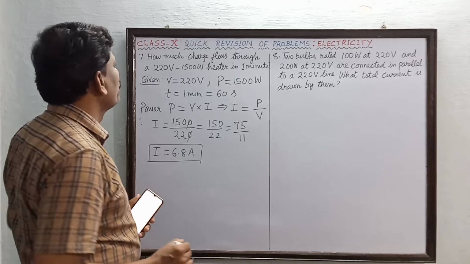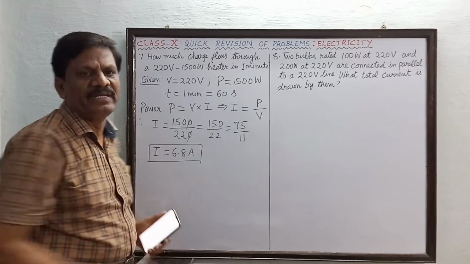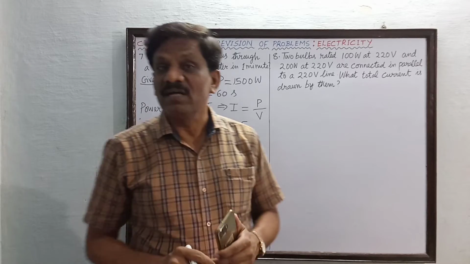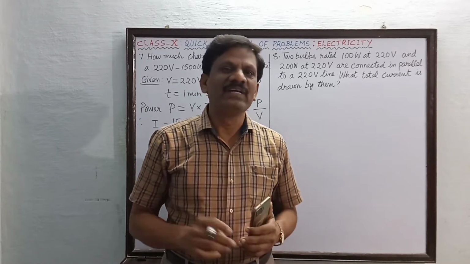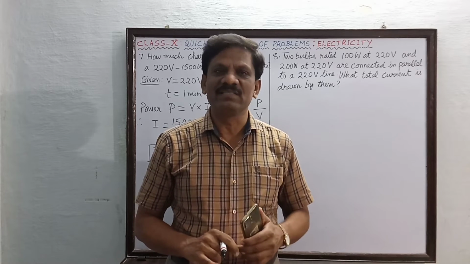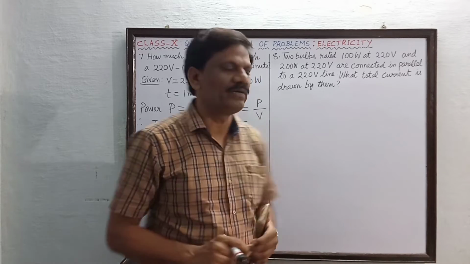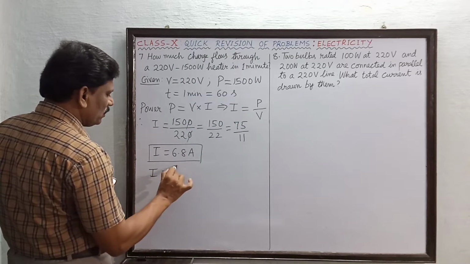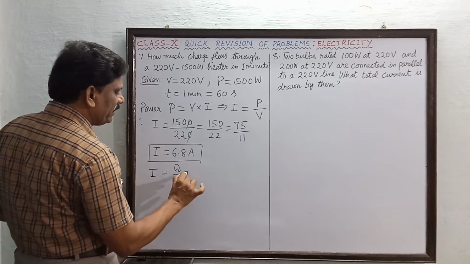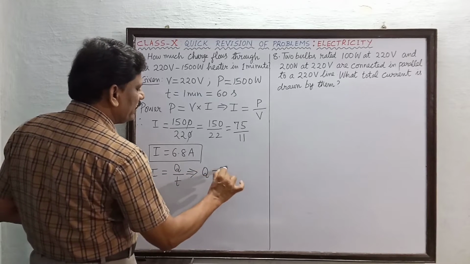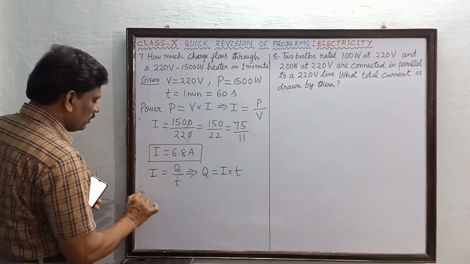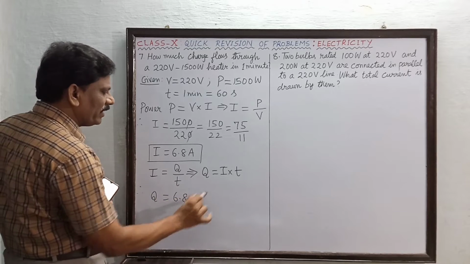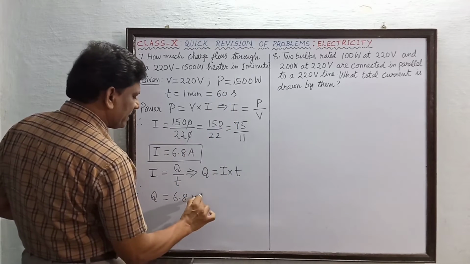But what is asked in the question? How much charge flows in 1 minute? Is it not charge? What is the relationship between current, charge and time? We have defined current as the rate of flow of electric charge. So I is equal to Q by T, the quantity of charge Q divided by T. This implies Q is equal to I into T. So what is Q equal to? 6.8 multiplied by time, 60 seconds.